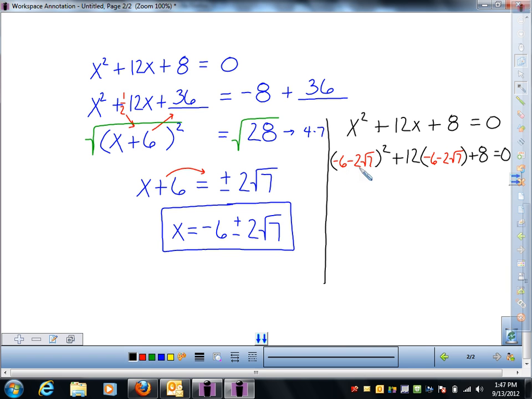You could FOIL this out if you'd like to. I'm going to use kind of what we call a shortcut, where we square the first number, which would give me a positive 36. Multiply these two together, which would be a negative 12, and double it, and I get a positive 12 square root of 7, which would be a positive 24 when I double it. And square the last one, which is going to give me a negative 2 squared is a positive 4. The radical 7 squared is 7. 4 times 7 is a positive 28.